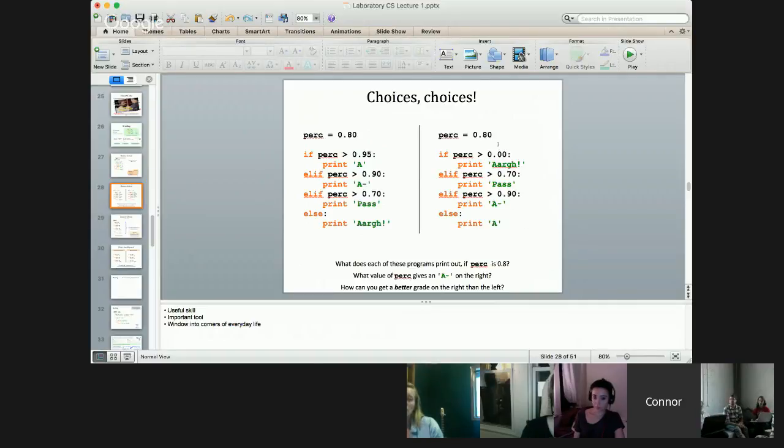One thing about control structures comes back to Kurt's point. Order matters. So what does each of these programs do? What is the program on the left? Jesse, Rebecca?